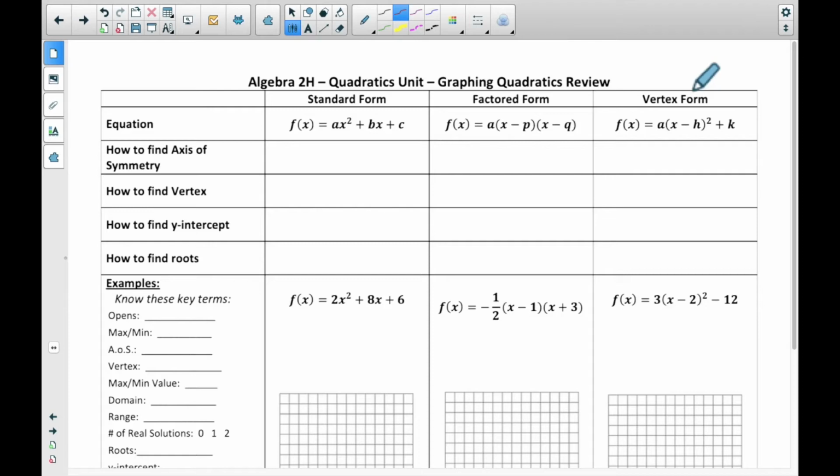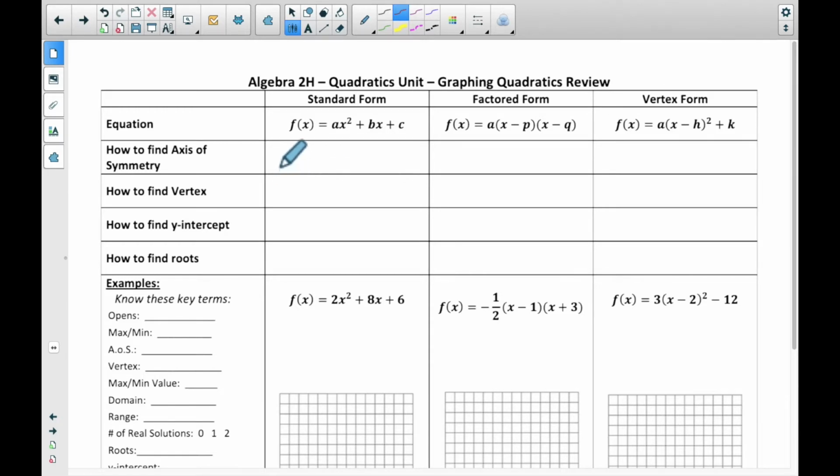Hi everybody, in this video today we're going to go through how to basically do everything about every type of quadratic that we've learned. So we learned standard, factored, and vertex form. We're going to go through and explain how to do every single piece that you might need to know. So we will start with standard form.